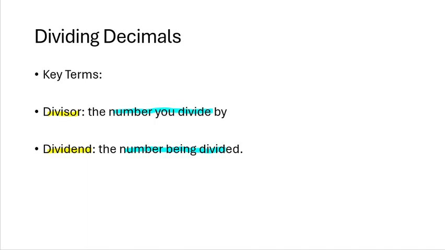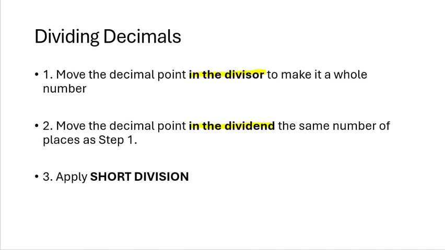Dividing decimals, some key terms you need to know. Divisor, the number you divide by. Dividend, the number being divided. Okay? So these are the steps here. Move the decimal point in the divisor to make it a whole number. If it already is a whole number, you can skip step 1. Step 2, move the decimal point in the dividend the same number of places as step 1, and then you just apply short division.